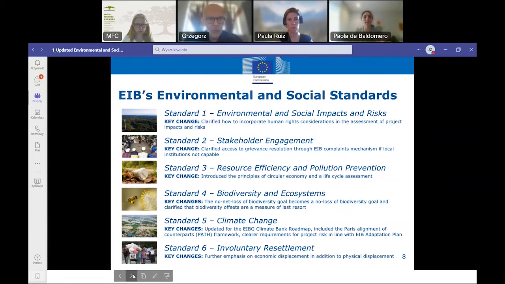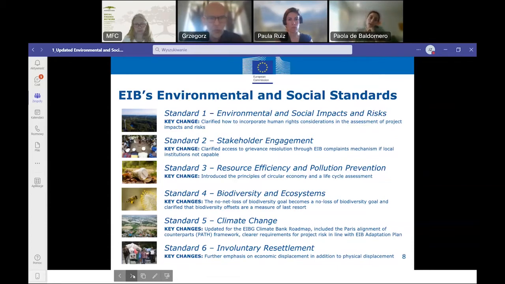So the first standard is setting up the framework or the overall approach to analyzing the environmental and social risk of an operation. It's an integrated approach that takes into account environmental, including climate, and the social impacts and risks, and how it defines the responsibilities of the project promoters and how these risks should be assessed, managed, and monitored. The main change from the previous standard is that it clarifies how to incorporate the human rights considerations in the assessment, and it gives a view of how we're going to implement the human rights within the overall process.